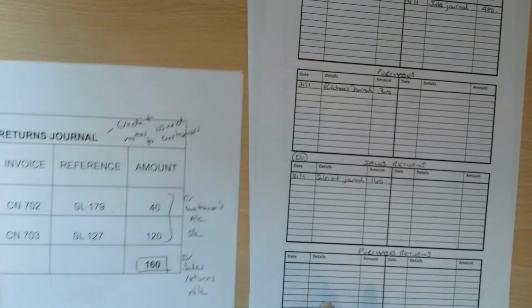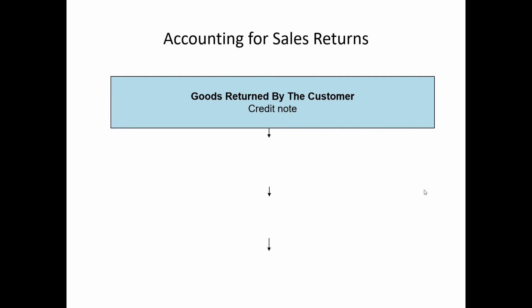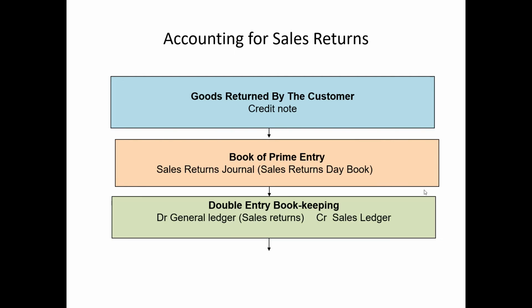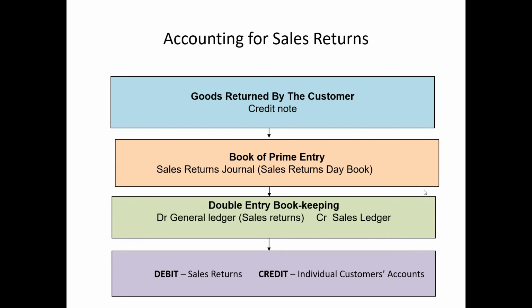That's it for the sales returns journal. Just to recap, accounting for sales returns: when goods are returned by the customer, we issue them with a credit note. That gets entered into the sales returns journal. We then complete the double entry, which is found in accounts within the general ledger. So the sales returns account is within the general ledger, and then the individual customer accounts are within the sales ledger. So debit the sales returns account with the total for the month and credit each individual customer's account.